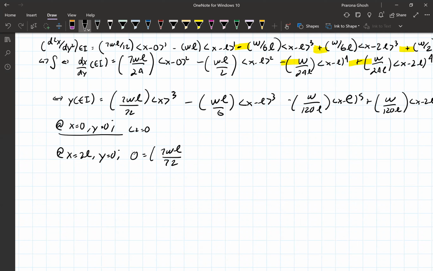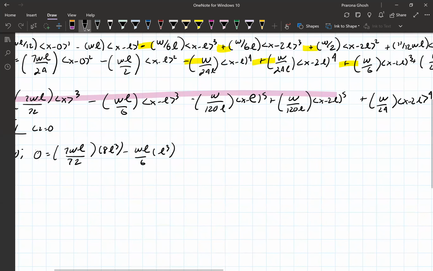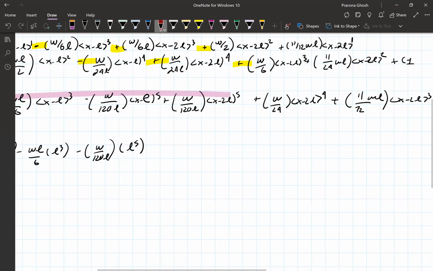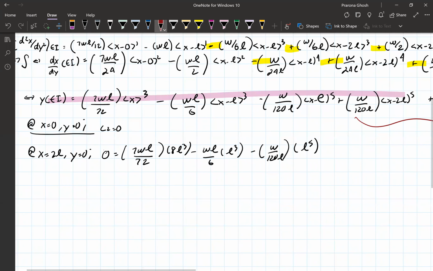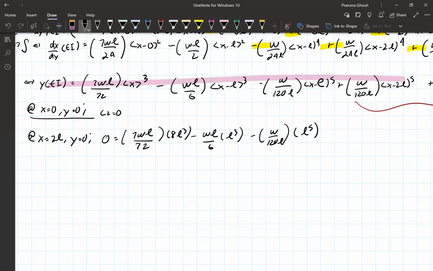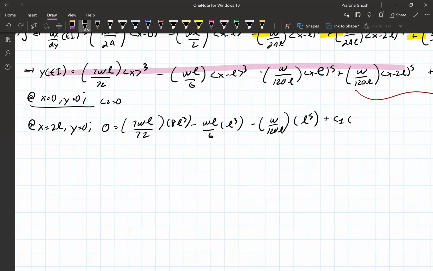And so when you put everything in, you get 0 equals 7WL over 72 times 8L to the 3. We're putting it into this equation, right? 8L3, take away WL over 6, L3, and then we have this one, take away W over 120L, L to the 5. And then L minus 2L, none of these matter. We don't need to do those because we only do positive for a singularity. But we have our plus C1 x, so 2L. Then we can solve for C1. You should get negative 217 over 720. If I got that on an exam, I would think it's wrong, but that's what you're supposed to get.